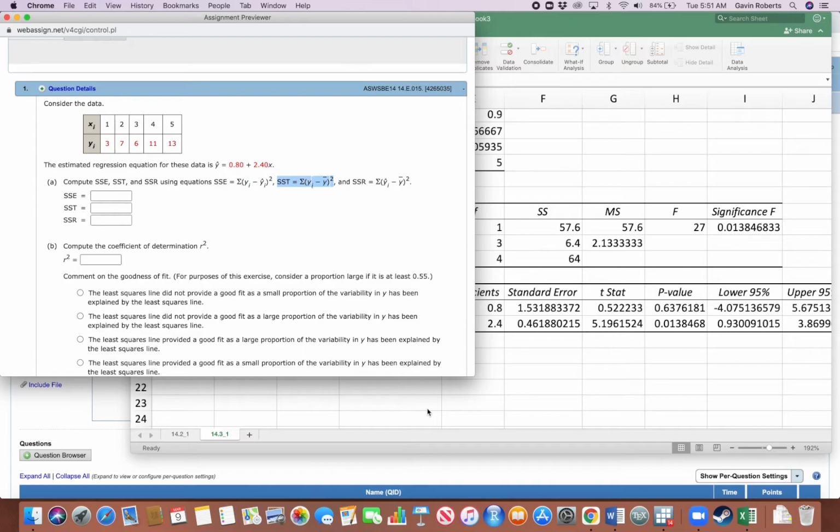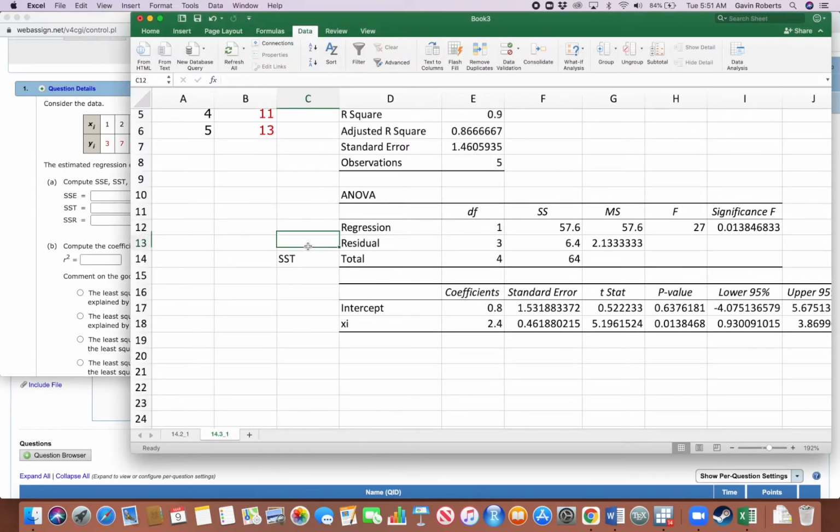And then the question is, how much of that do we account for when we use our regression? So this is SSR, the amount we account for. Excel is calling that regression. That's how much of the variation in y is being explained by our regression. And then this is going to be SSE, sum of squares error, but Excel calls those residuals. So SSE is the amount we're not explaining with the regression.